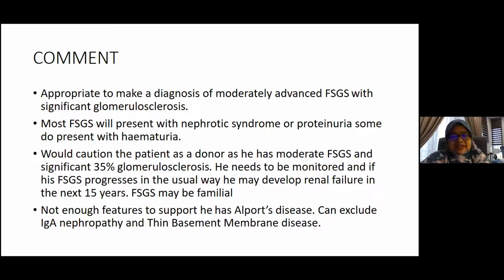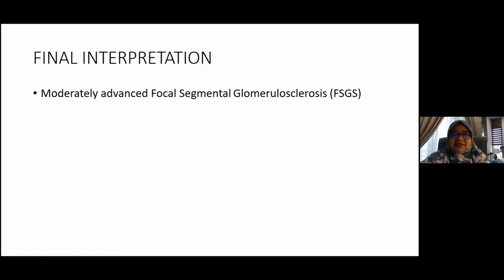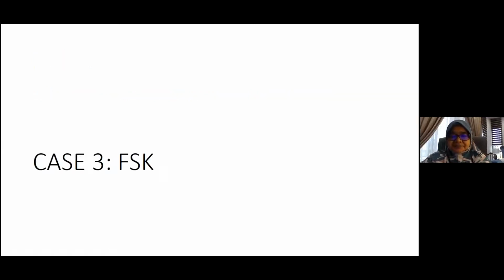And we can also exclude IgA nephropathy because there is nothing in the immunofluorescence, as well as no electron dense depositions that we can see. And it's not thin basement membrane disease because the basement membranes are not thin enough to qualify for that. So it is a moderately advanced focal segmental glomerulosclerosis. Okay, so case 3.